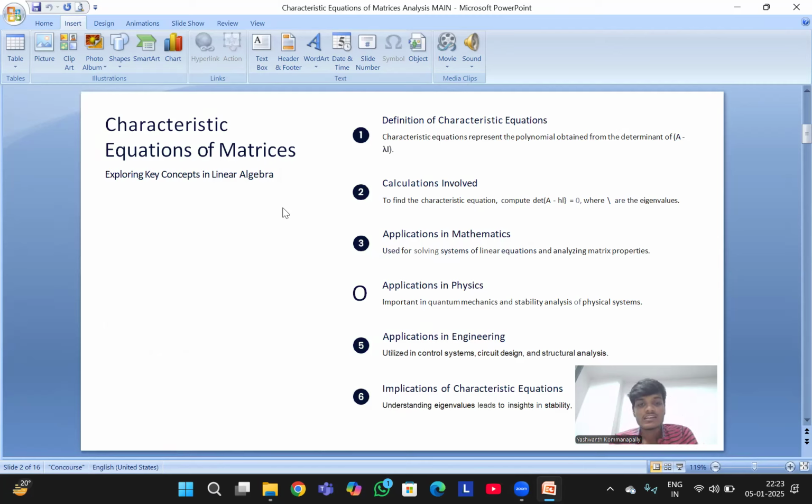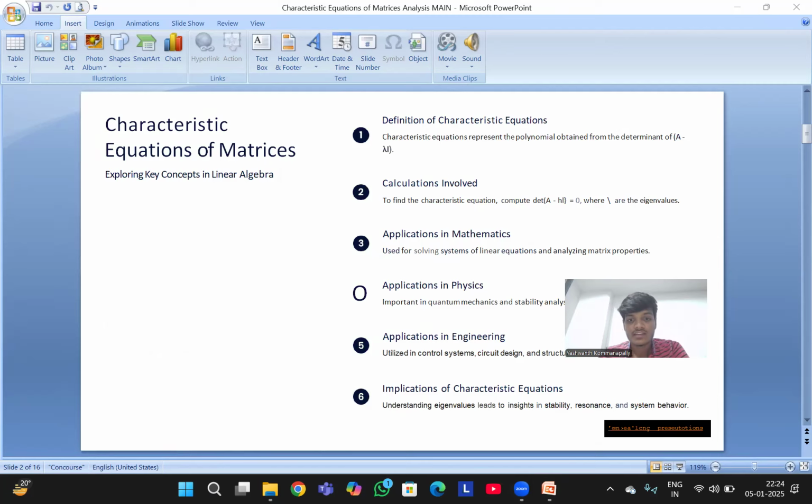Applications in mathematics: used for solving systems of linear equations and analyzing matrix properties. The main application is solving linear equations and matrix properties. Applications in physics: in physics also we use the characteristic equations of a matrix, utilized in control systems, circuit design and structural analysis. In circuit design, the characteristic equation is very useful.